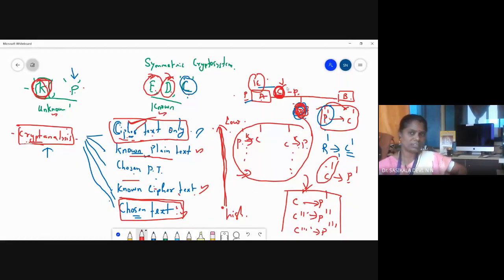By using this extra data, the idea is very simple. C prime transforms into P prime, C double prime transforms into P double prime. The cryptanalyst will exploit the differential relationship between C prime and P prime, and between C double prime and P double prime. Based on that relationship, the cryptanalyst will guess P from C. But in the ciphertext only attack, only one piece of data is available, that is the ciphertext.